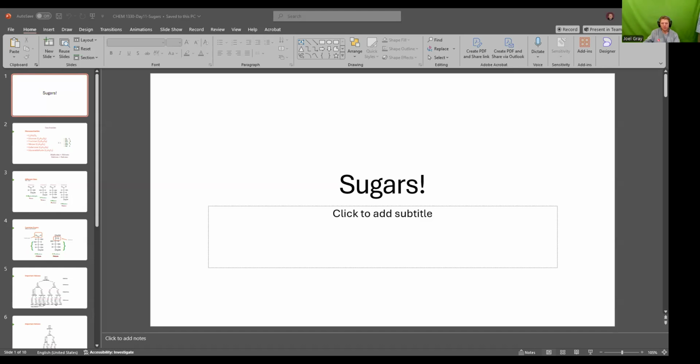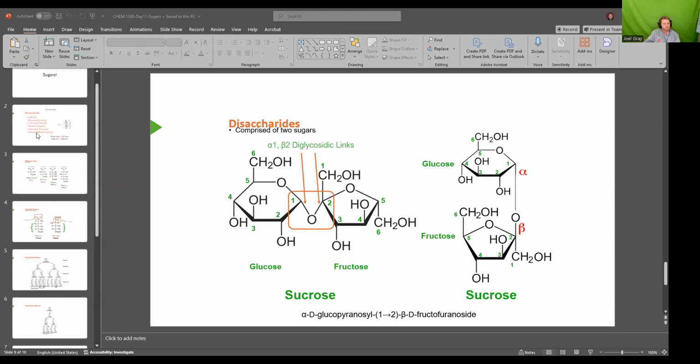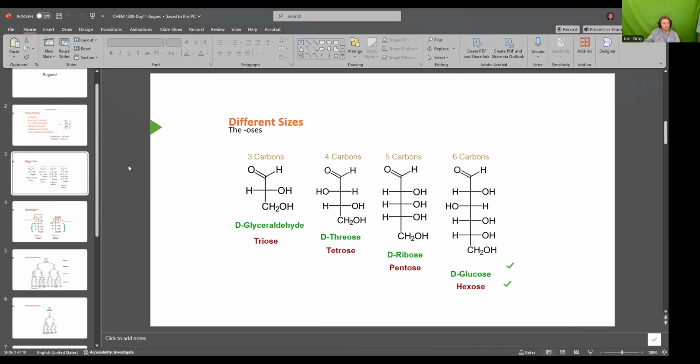So with that in mind, we are going to talk about sugars. When it comes to sugars, there's two major groups. Those are your aldoses and ketoses. Now, that should sound a little bit familiar because aldehydes and ketones were organic functional groups.